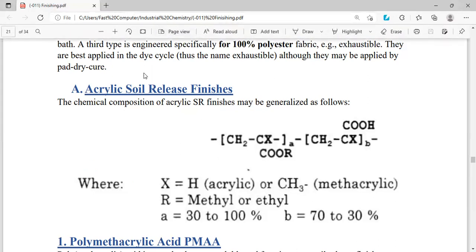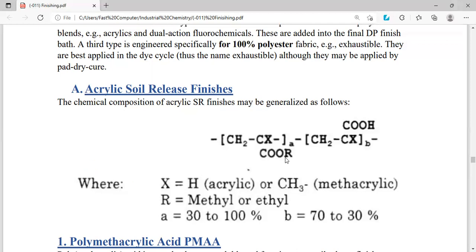Now we will discuss acrylic soil release finishes. The chemical composition of the acrylic acid finishes may be generalized as follows. This is a structure of acrylic soil release finish, where X is hydrogen or methyl, R is methyl or ethyl, and A is 30 to 100%, and B is 70 to 30%.